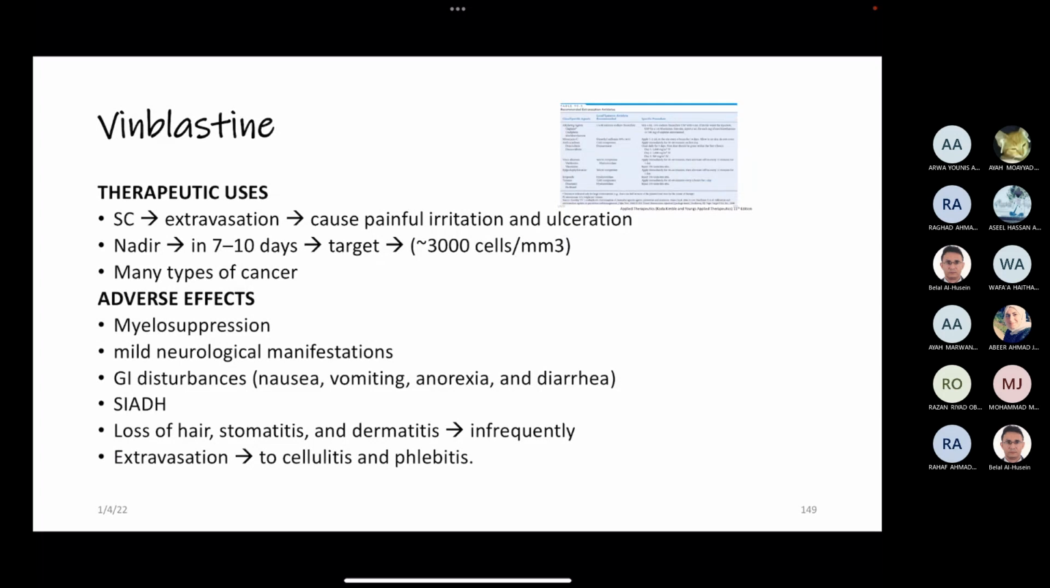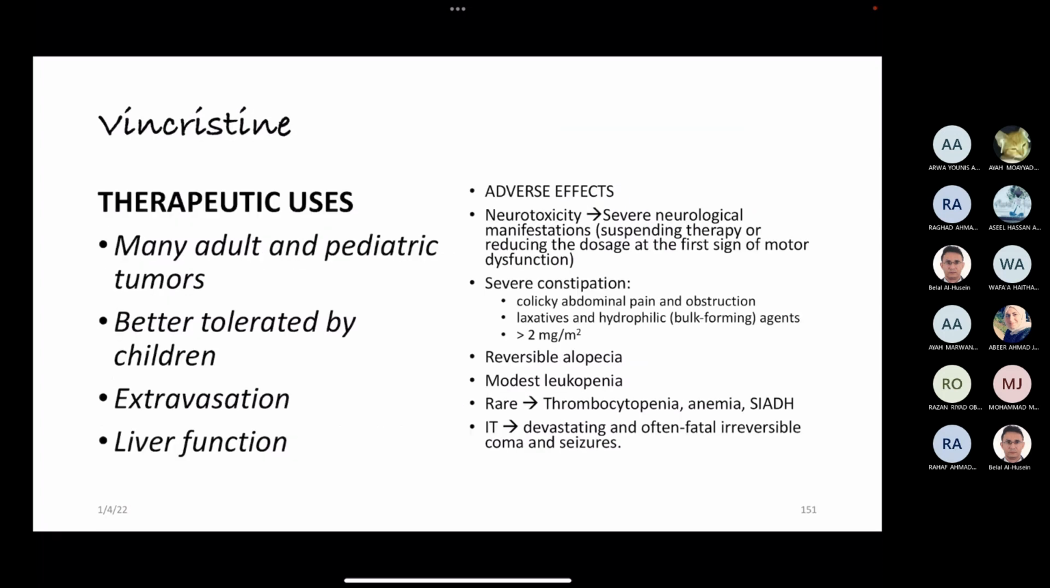Also, it causes myelosuppression, as we said. It's the specific side effect, and the nadir, or the peak of reduction of white blood cells, happens at day 7 to day 10. Side effects include myelosuppression, mild neurological manifestations, and GI disturbances like nausea, vomiting, anorexia, and diarrhea. It causes SIADH. It also causes loss of hair, stomatitis, and dermatitis, and it causes extravasation.